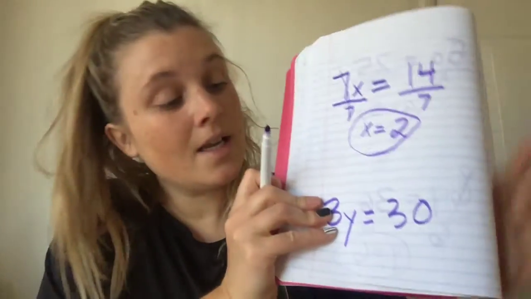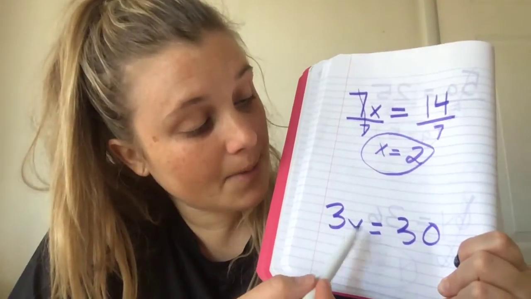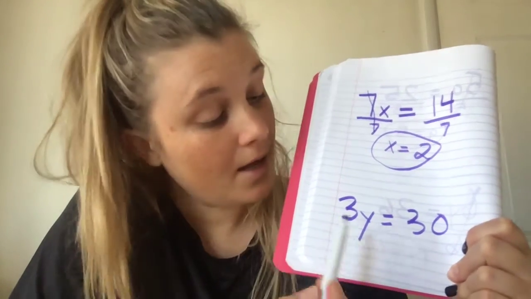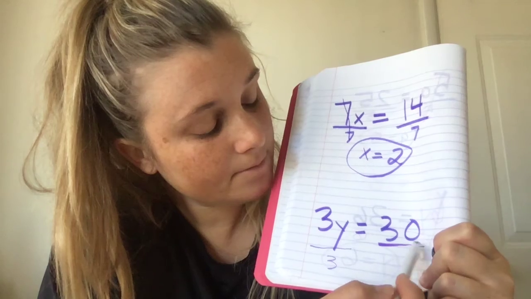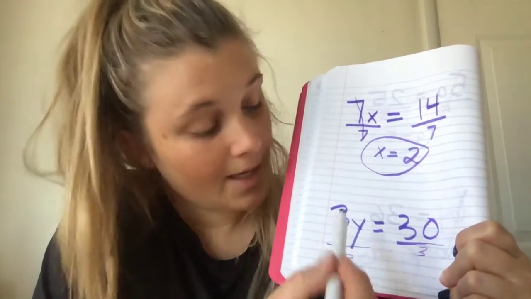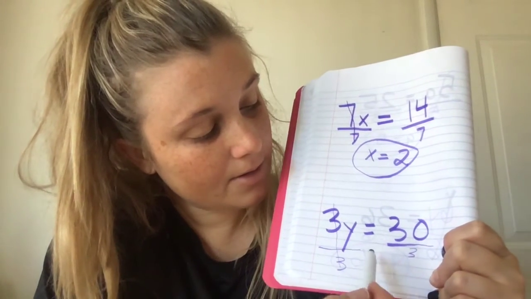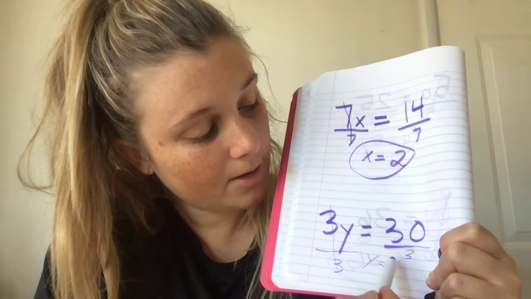Okay, here we go. 3 times something equals 30. Let's divide by this 3 to figure it out. It's going to cancel that 3 out. So y equals 10.